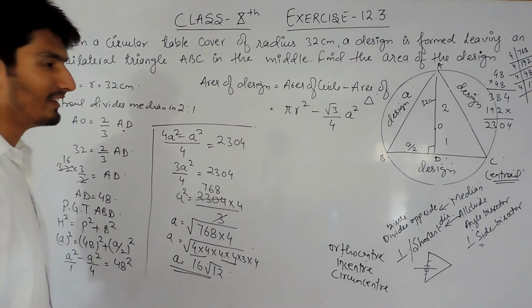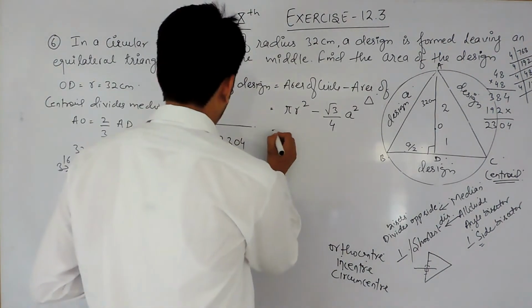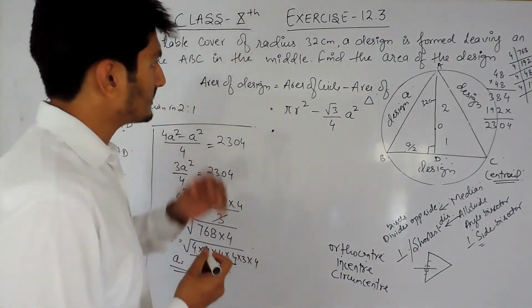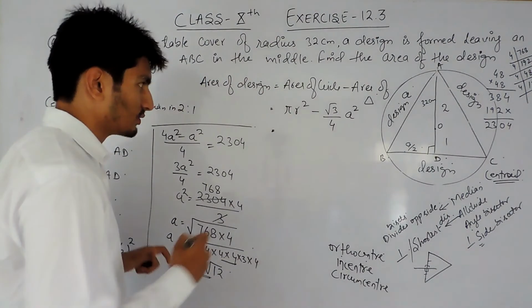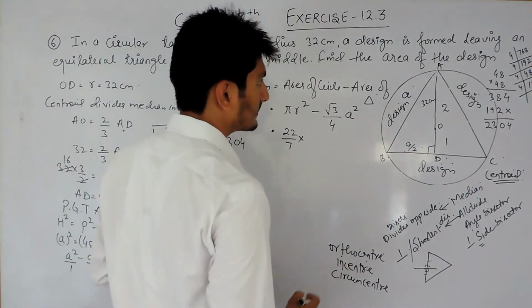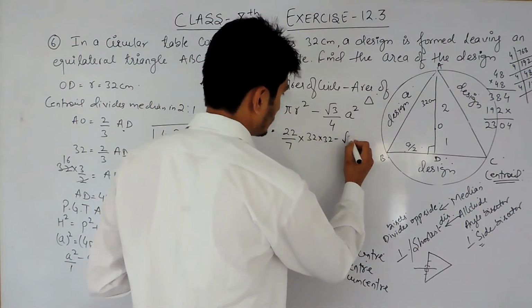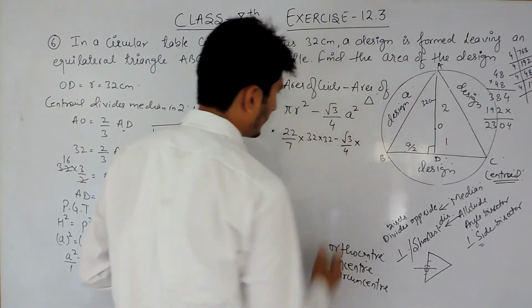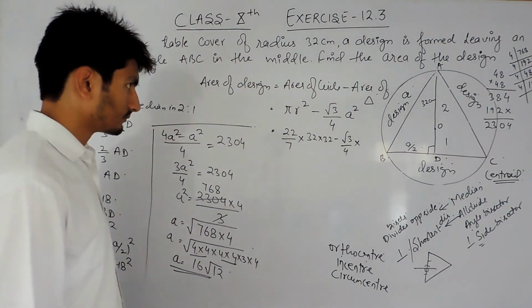Now substitute the value. I have to find the area of the design, that is equal to area of circle minus area of triangle. Area of circle is pi r square, so it is 22 upon 7. My radius is 32, so 32 multiplied by 32, minus root 3 upon 4 multiplied by a square. And my a is 16 root 12.